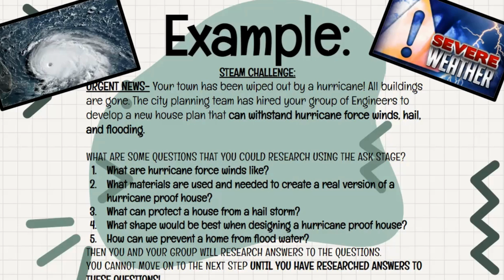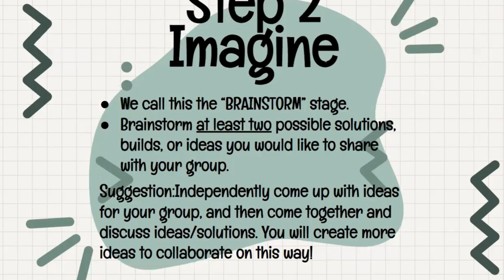And then you and your group will research answers to these questions. You cannot move on to the next step until you have researched answers to these questions. So this is helping you understand a little bit about your challenge or your big problem that you guys are trying to find a solution for. So remember, 4 to 5 questions and then your research. Then you will show that to your teacher and they will approve it and say, you are ready for the next step. Your next step is the imagine stage.